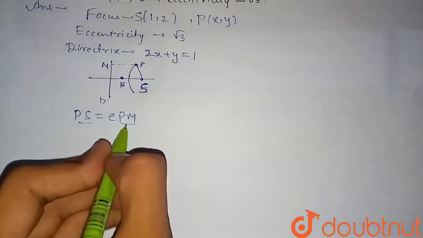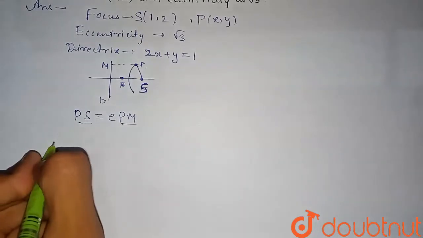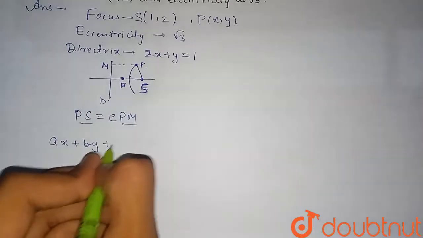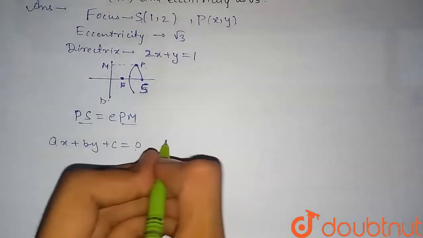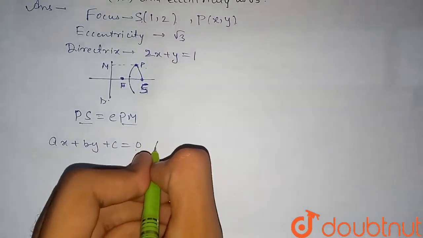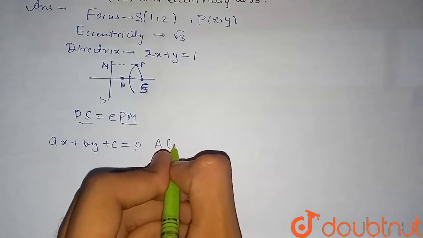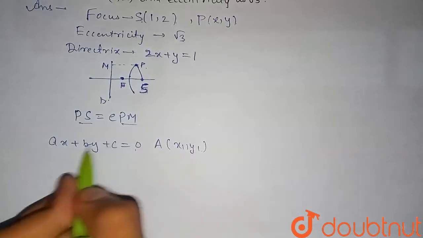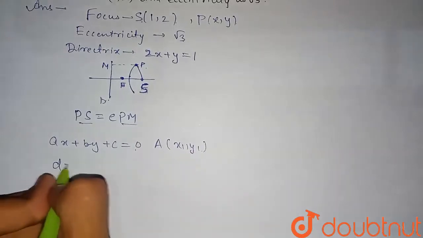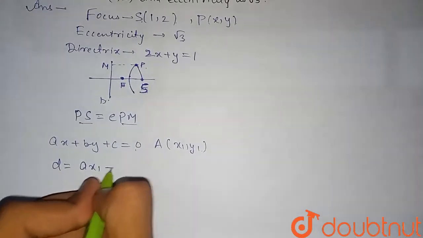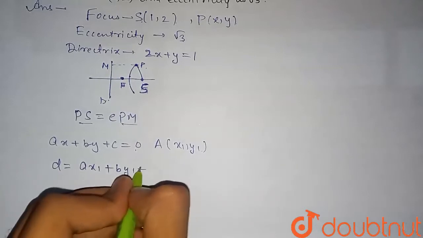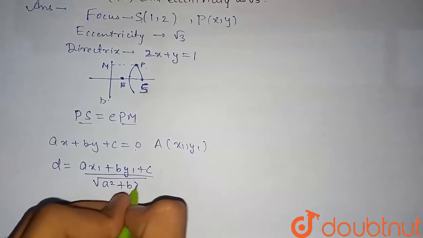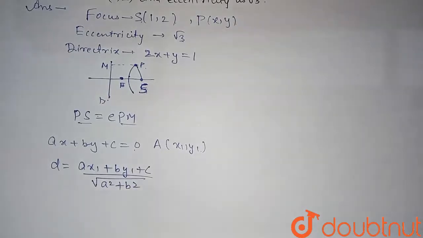Let us recall this formula. If a line is given to us, ax plus by plus c equal to 0, and a point A is given as (x1, y1), then the perpendicular distance of point A from this line is given by d equal to |ax1 plus by1 plus c| upon root of a square plus b square. Basically this is the formula for the perpendicular distance.